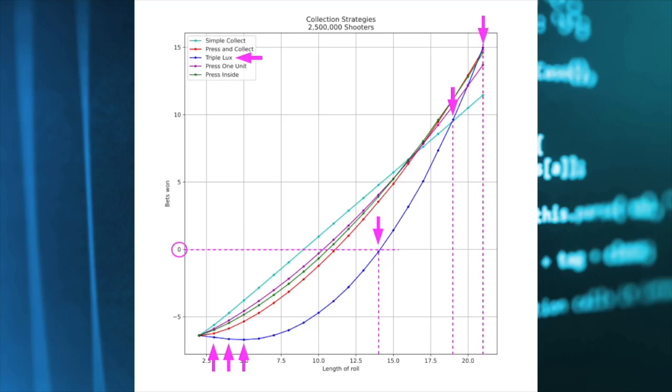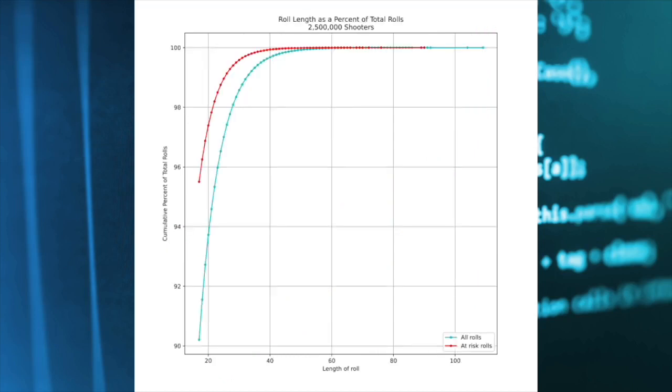If we look back at our cumulative roll frequency graph, we'll see that a roll of length 21 or less accounts for almost 95% of all rolls. That means that only 1 in 20 rolls will go longer than 21 throws. I'm telling you this just to make clear some of the statistics that are coming up later. Why, for instance, even though Triple Lux is wildly profitable at longer roll lengths, it isn't necessarily the best strategy.